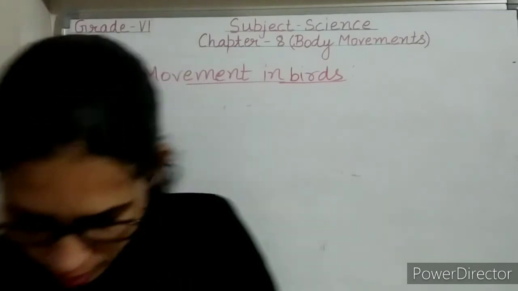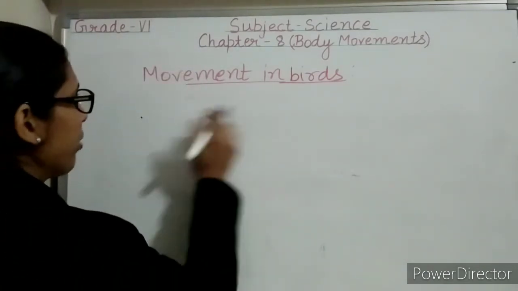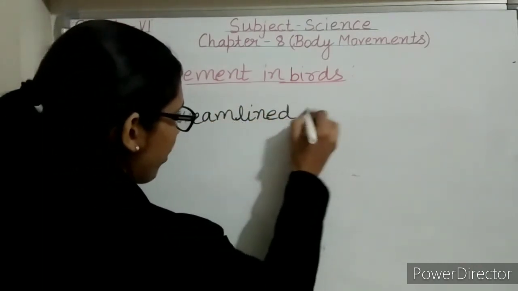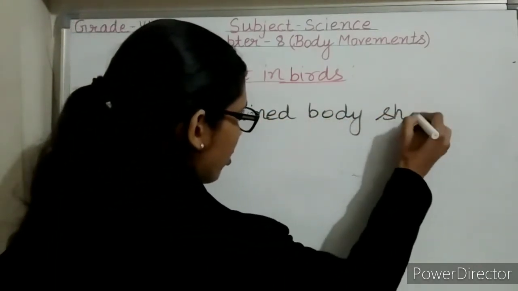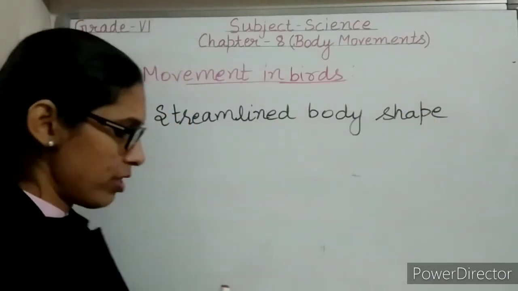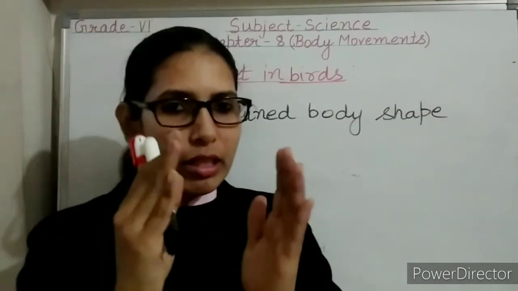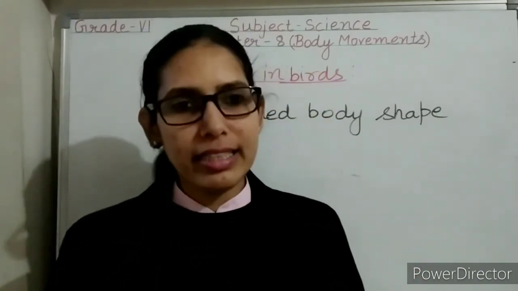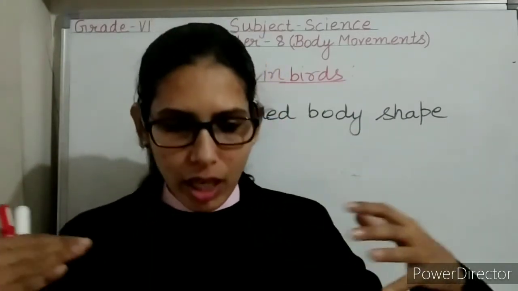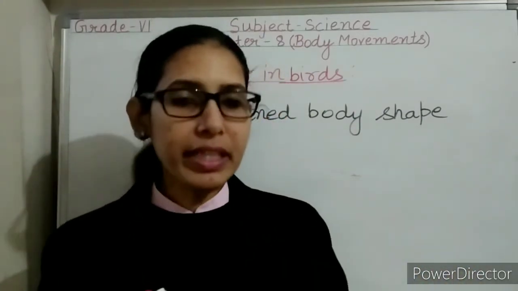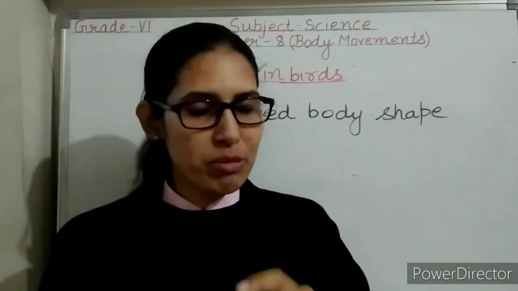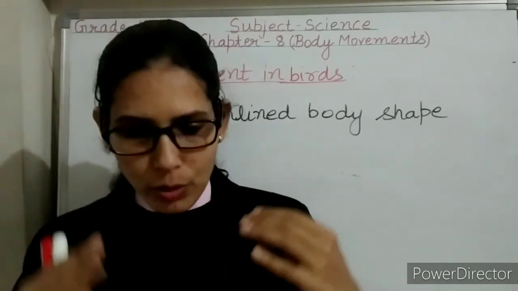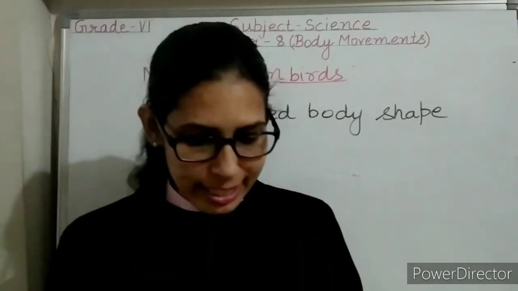Let's try to understand. First is the streamlined body shape. Streamlined body shape is the shape which is broad in the middle and tapered at the ends. It allows the birds to fly easily in the air. It offers less resistance, meaning less opposition from the air. So the streamlined body shape allows birds to fly easily in the air.